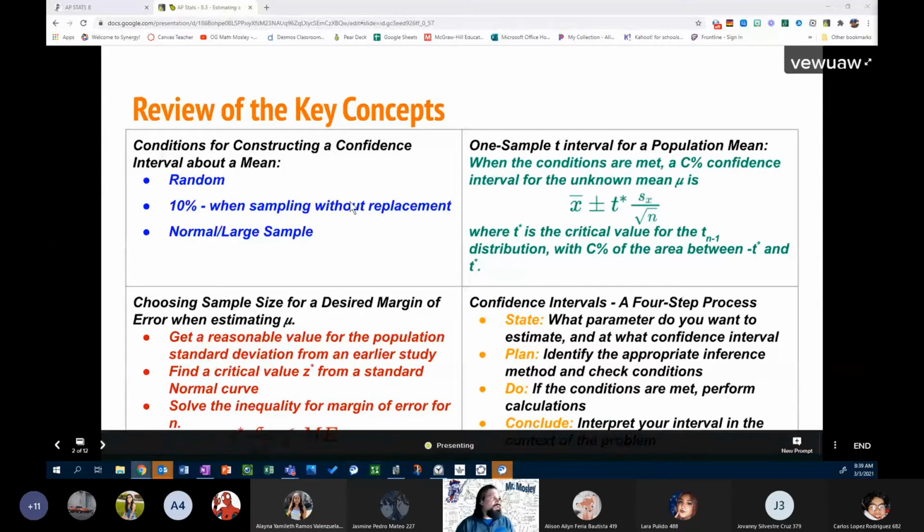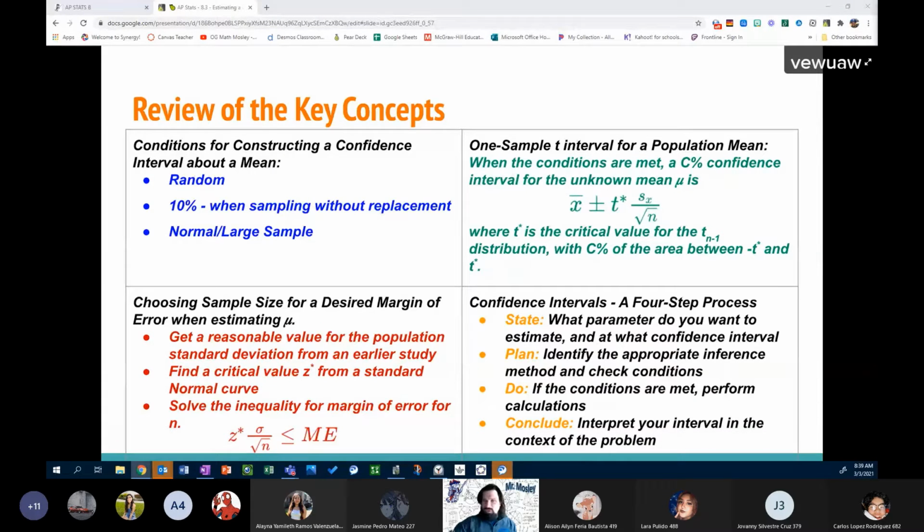So this slide is just a review of some of the key concepts that we need from section 8.3. If we're just going to boil it down, these are the things we need to take away. We have conditions for constructing a confidence interval about a mean. It needs to be random. It has to come from a SRS or a randomized experiment. We have to have the 10% condition satisfied when sampling without replacement, which typically is the kind of sampling we end up doing. And we need to check the normal/large sample condition.